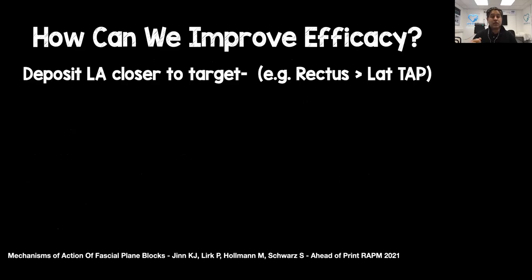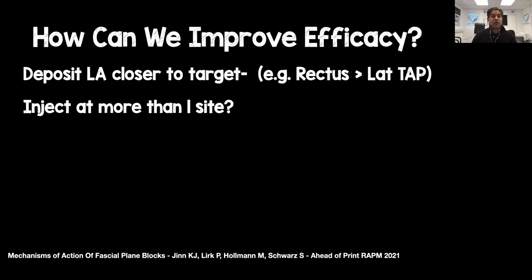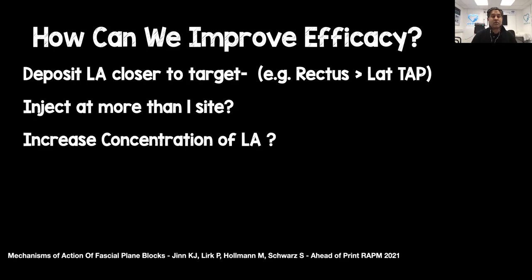Well, we could simply take local anesthetic and deposit it closer to the target. So rather than doing a lateral TAP block where we're further away, do a rectus sheath block closer to the midline. Instead of putting all of our money on one horse and injecting local anesthetic at one space, maybe we should consider fractionating our dose of local anesthetic at more than one site to give a better chance of spread and give more chance of getting an effective block.